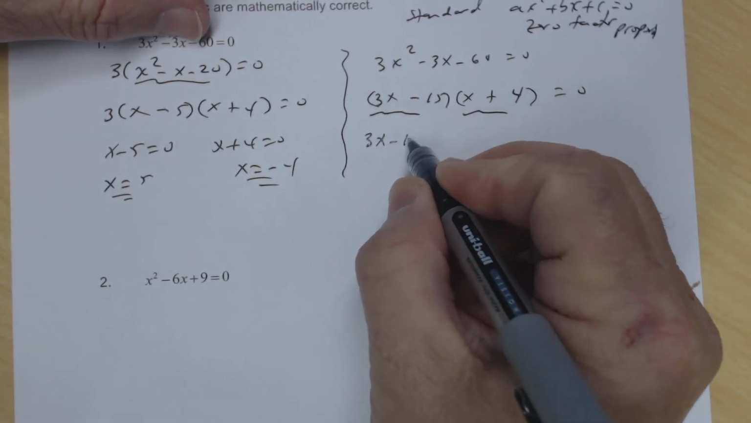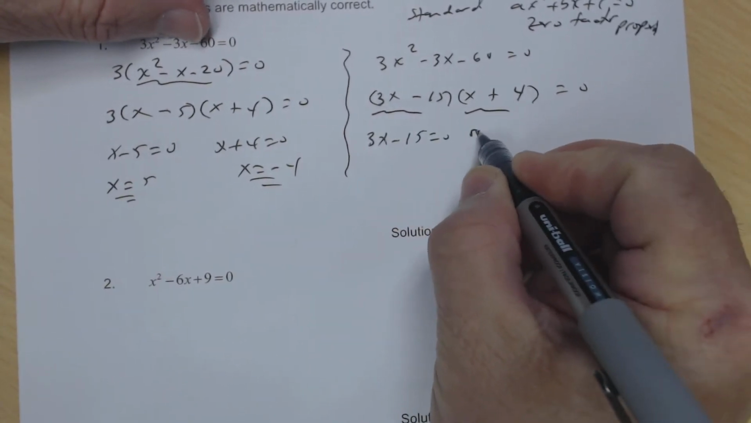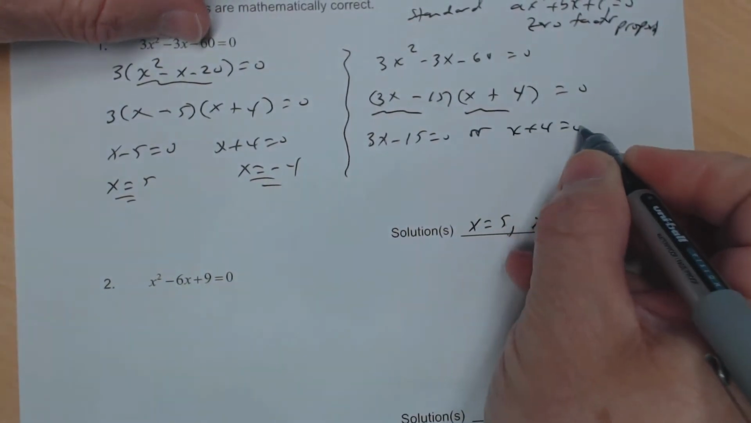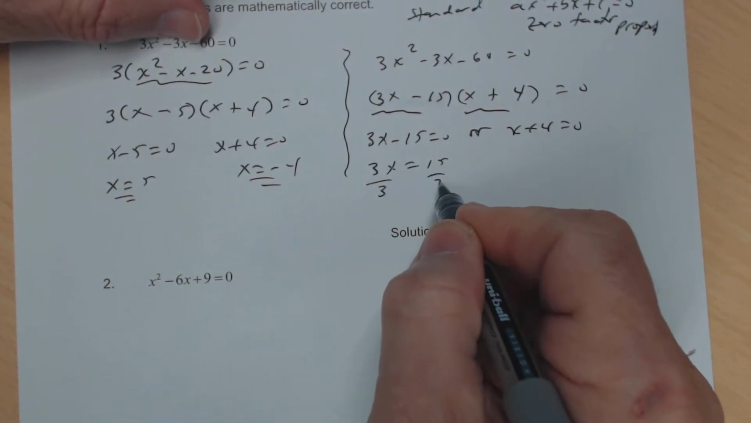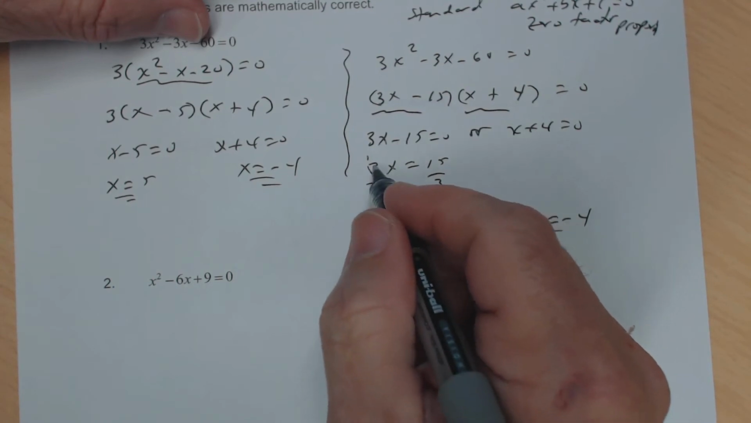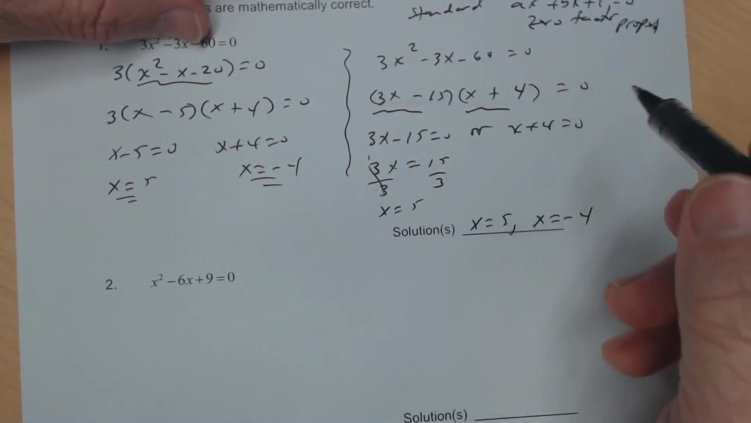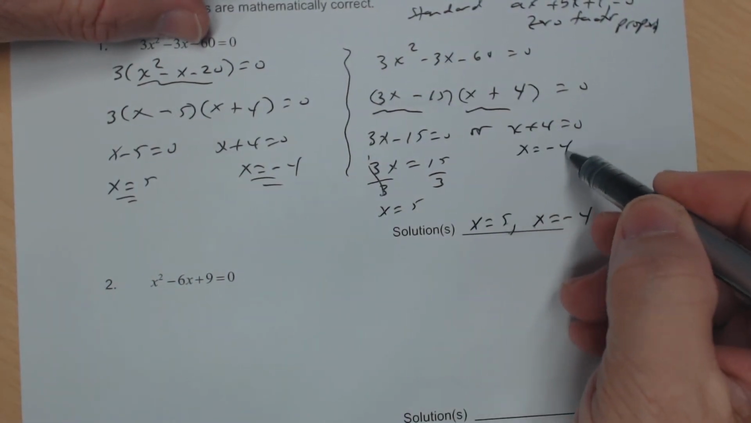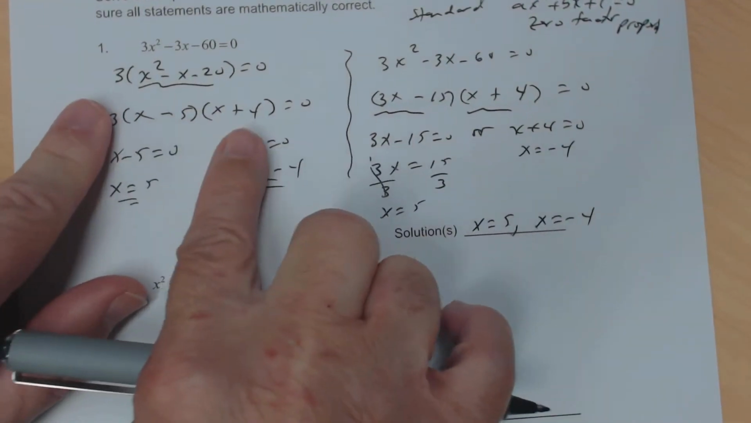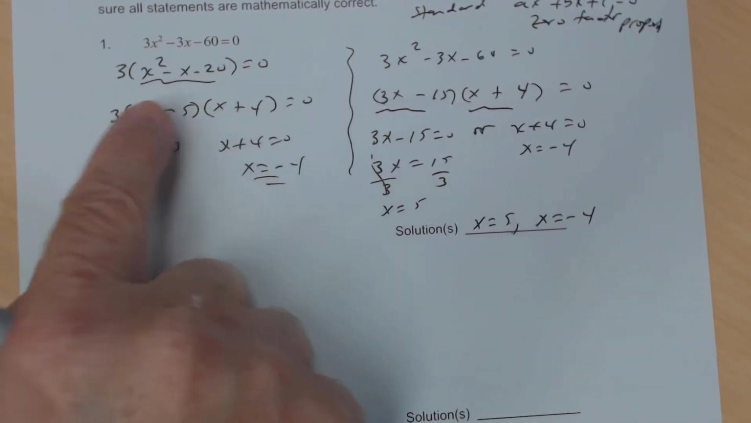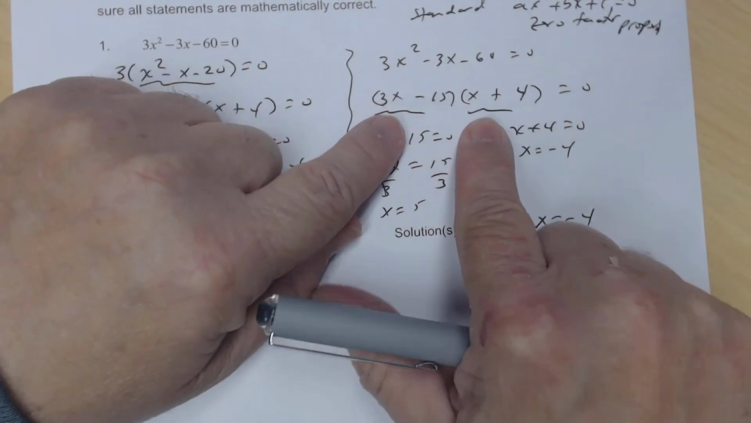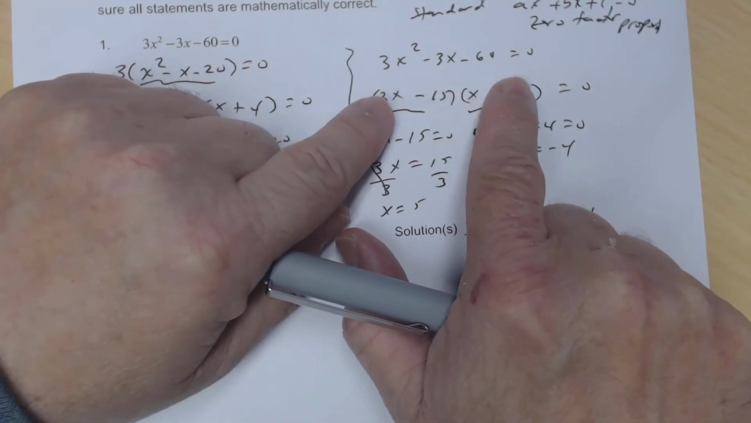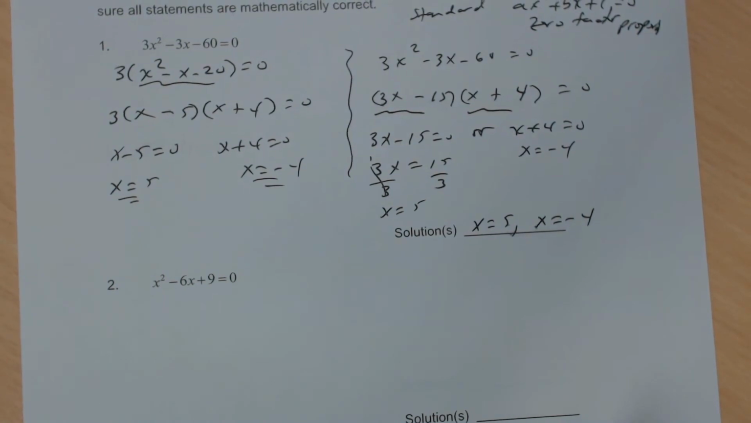So either this one can be 0 or this one can be 0. And so I get 3x equals 15. Divide both sides by 3. 3 divided by 3 is 1, 1 times x is x, so I get x to be 5, and over here x equals negative 4. So you see you get the same answer regardless of whether you factor out the 3 or did not. But if you get to factor the GCF, that's fine because you're dealing with an equation.